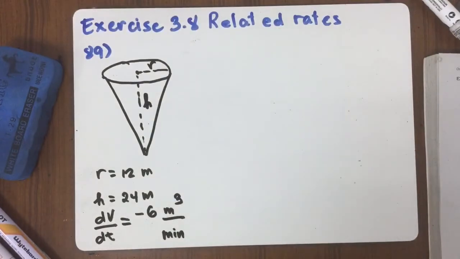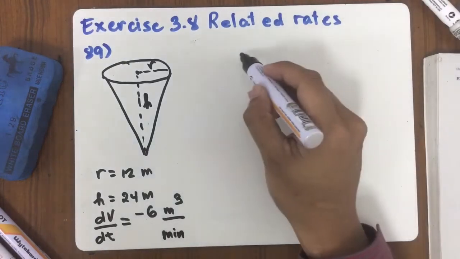Bakit natin isinulat yung dV over dt as negative 6 cubic meters per minute? Take note that the quantity of water is decreasing as a function of time. So lumalabas parang ito ay tumutulo or mayroon siyang butas sa ilalim dun sa dulo ng ating cone and water is being emptied through that opening. So which means the quantity of water as a function of time is decreasing. So this means this is a decreasing function, which is why we wrote dV over dt as negative 6 cubic meters per minute.